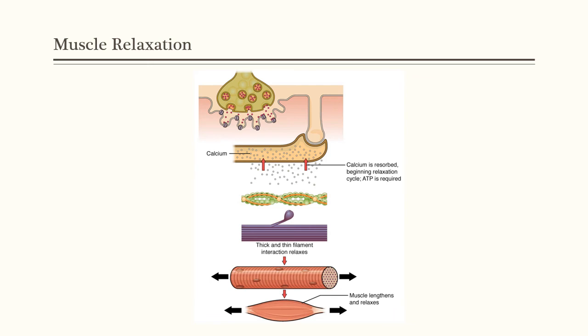Second, calcium is also reabsorbed back into the sarcoplasmic reticulum, because as long as calcium is in the cytoplasm, it will cause cross linkages between actin and myosin. And finally, ATP is needed to break down cross-bridge linkages between actin and myosin.